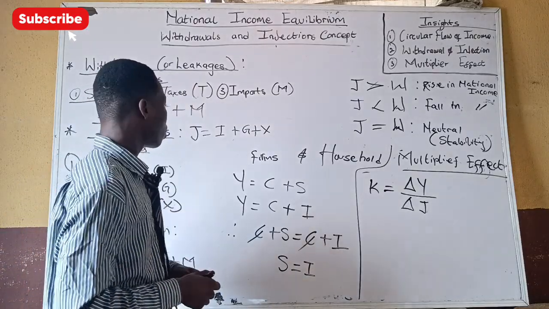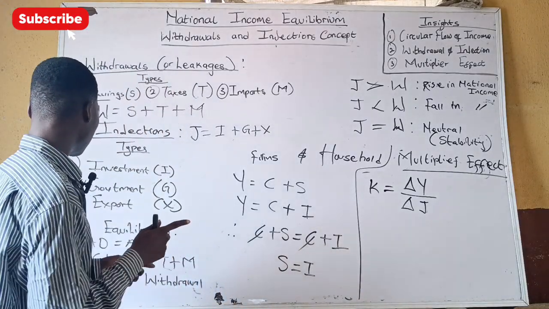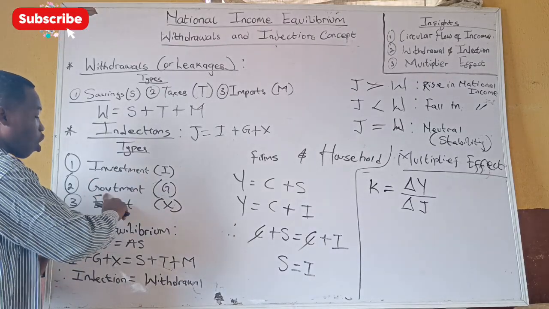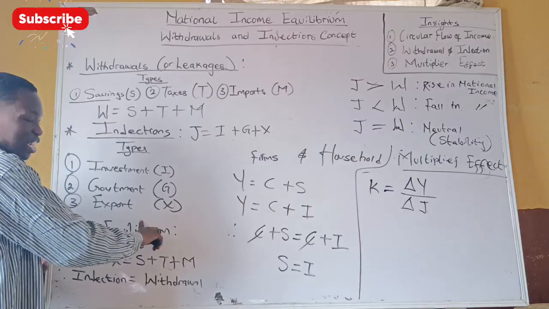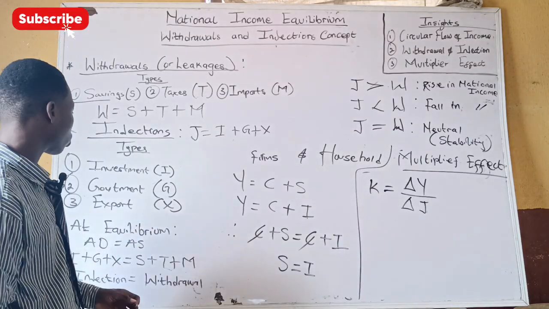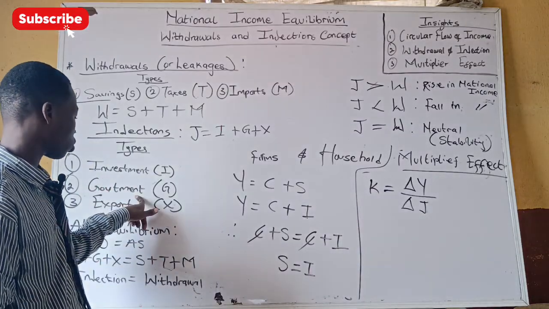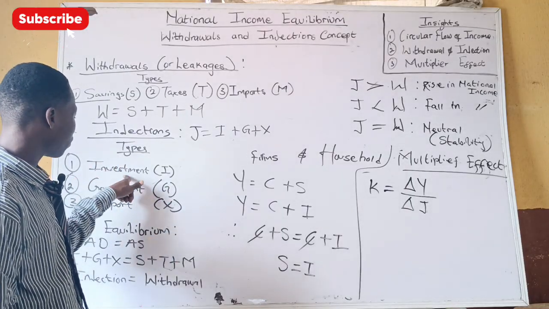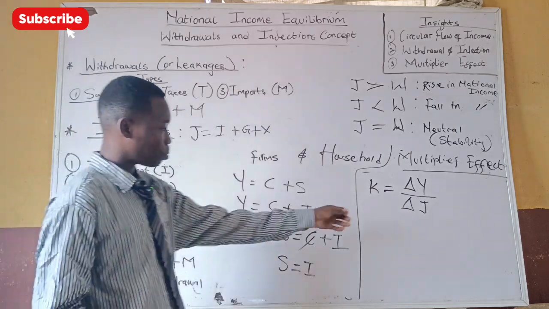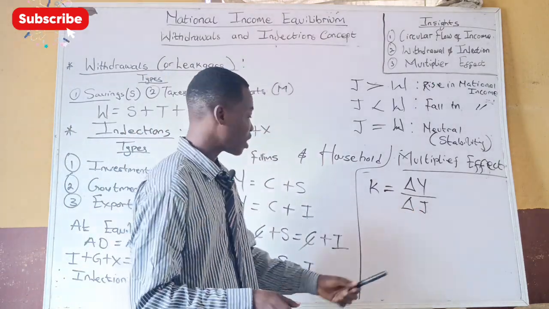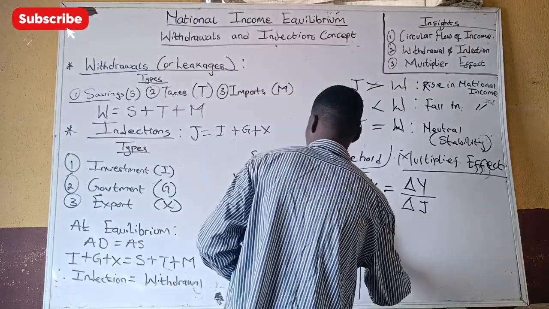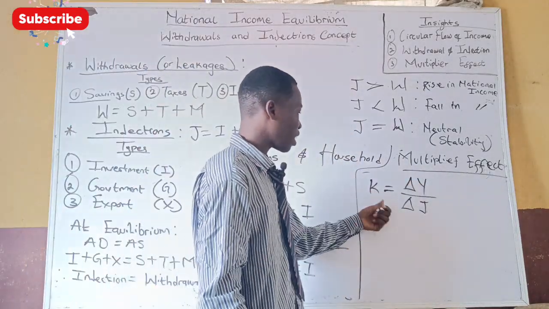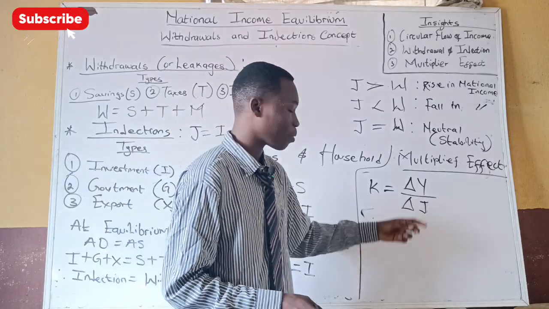But when you move further, some of the questions can be on this injection. Don't forget, injection has three types: expenditure on investment, government spending or government expenditure, and export expenditure. So it depends on the question. If the question is talking about government expenditure, or investment expenditure, all this is represented by J. Since we said J is injection, we know that J is injection, Y is income, and K is multiplier. So this is the multiplier formula.